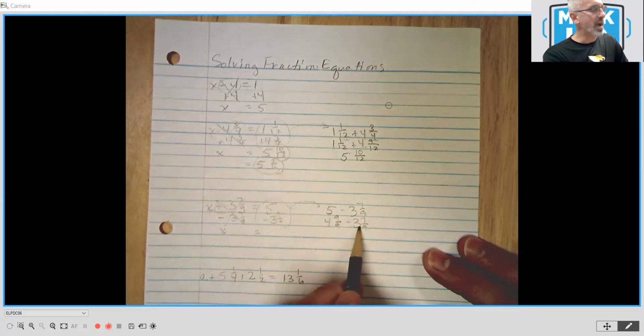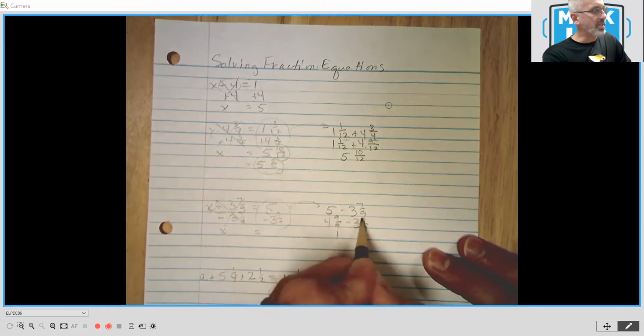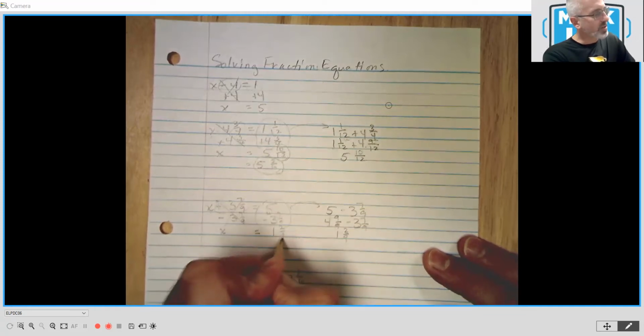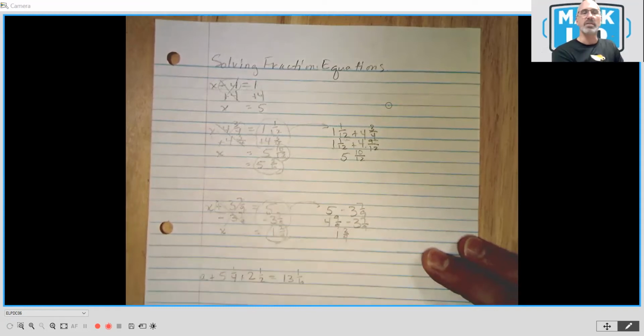Now we can subtract the whole numbers. 4 minus 3 is 1. 9/9 minus 7/9 is 2/9. 1 and 2/9, and that is in simplest form.